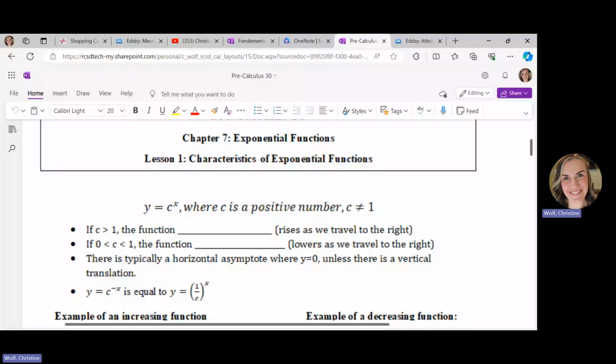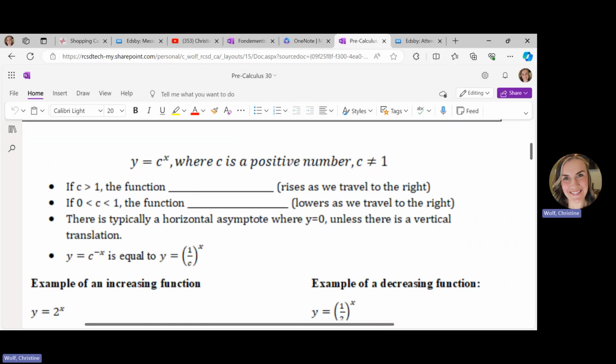Chapter 7, exponential functions. So an exponential function looks like this. Y equals c to the exponent of x. So for it to be an exponential function, your exponent has to have an x in it. Your exponent won't just be 3. It would be 3x, for example. Okay? Also, c has to be a positive number.